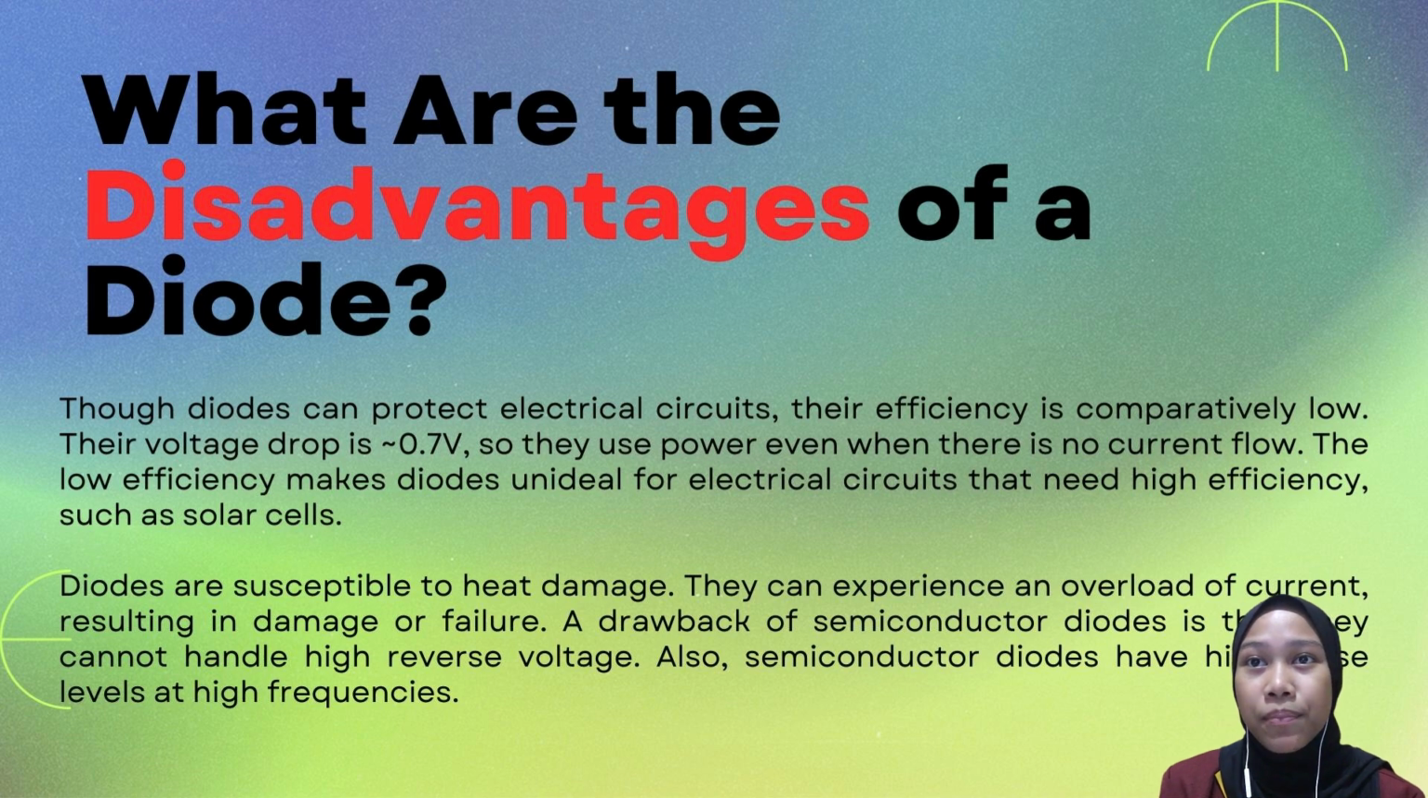Diodes are susceptible to heat damage. They can experience an overload of current, resulting in damage or failure. A drawback of semiconductor diodes is that they cannot handle high reverse voltage. Also, semiconductor diodes have high noise levels at high frequencies.